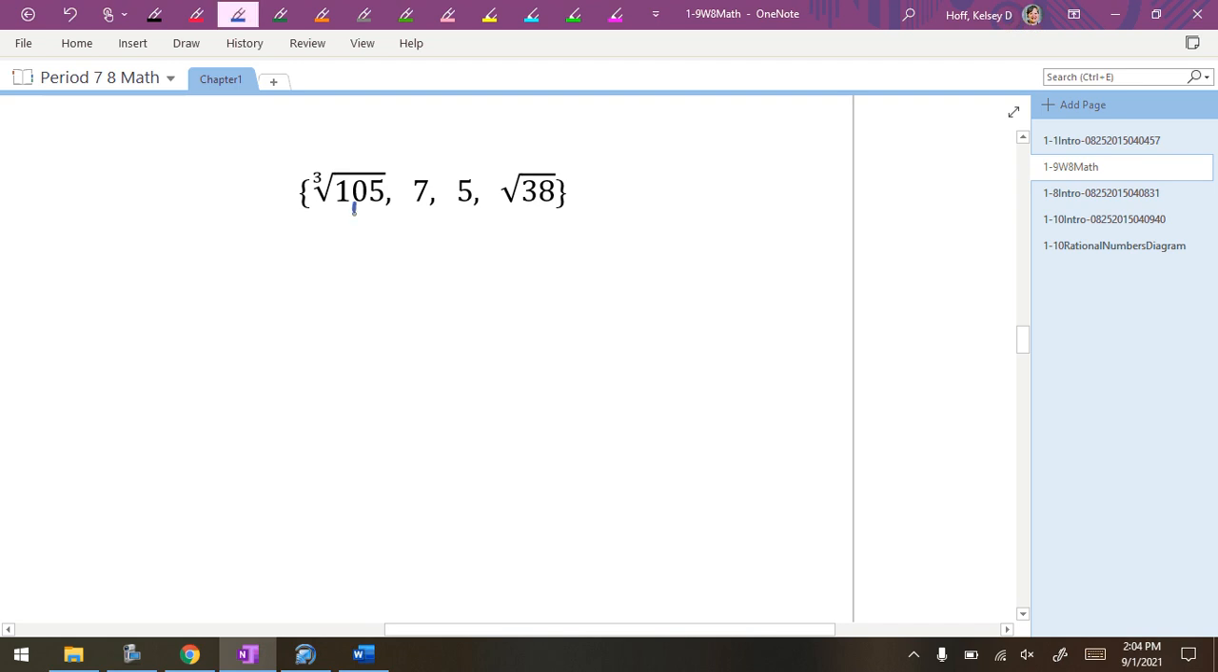Cubed root of 105. What's your best estimate on that one? Bigger or smaller? Smaller than 5? Because 5 cubed is 125, right? And 7 and 5 we know. Square root of 38. Bigger than 6, because 6 squared would really be 36, right?